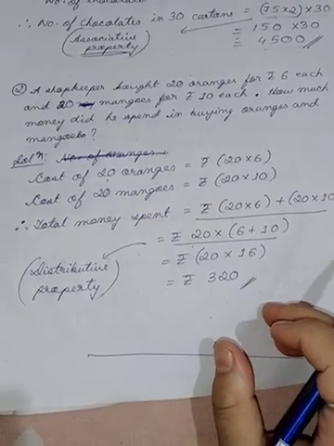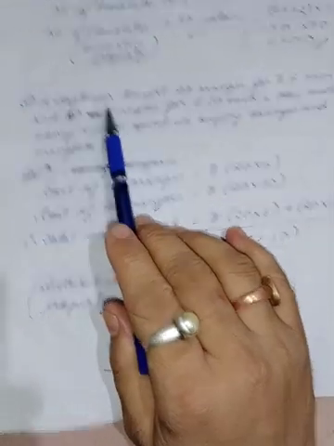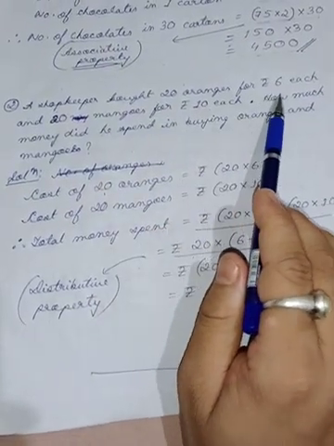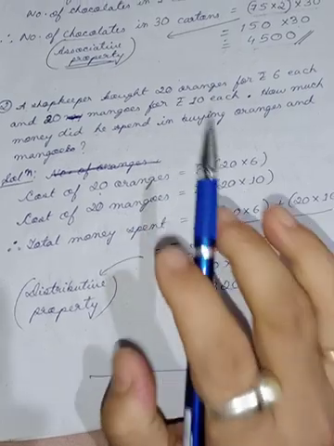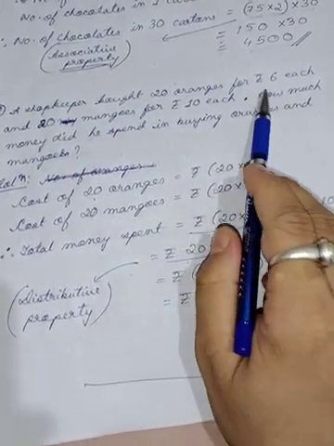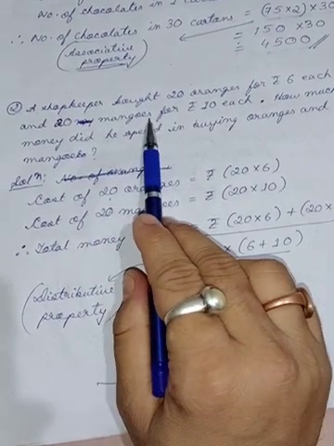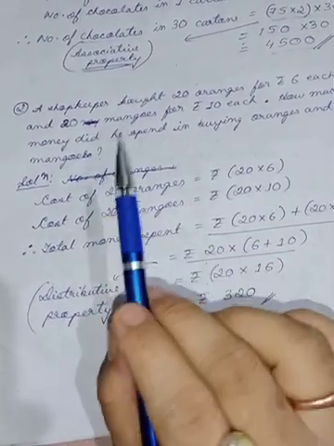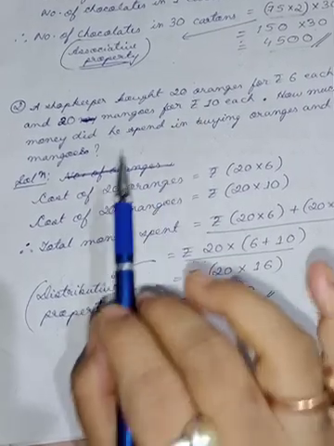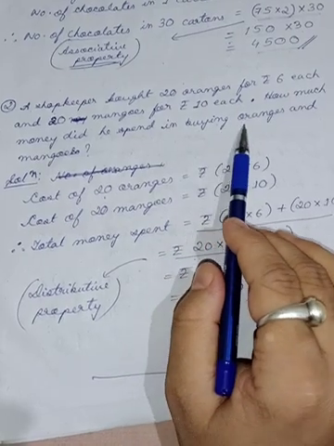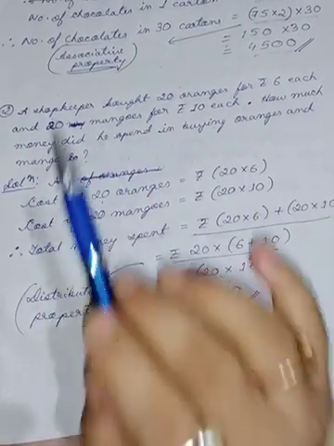Go to the next example where we will use the distributive property. Now it is said that a shopkeeper bought 20 oranges for rupees 6 each. That means he has bought a total of 20 oranges, and the cost of one orange is rupees 6. And he also bought 20 mangoes for rupees 10 each. That means out of all the 20 mangoes, each mango costs rupees 10. Then how much money did he spend in all to buy all these 20 oranges and 20 mangoes?